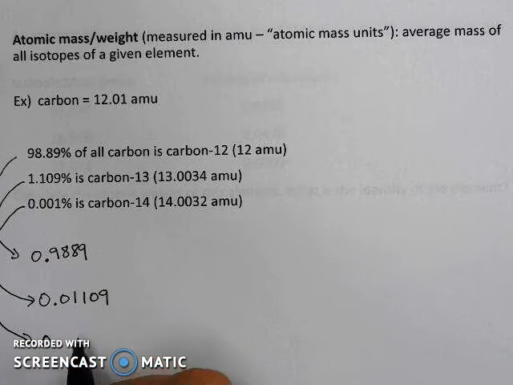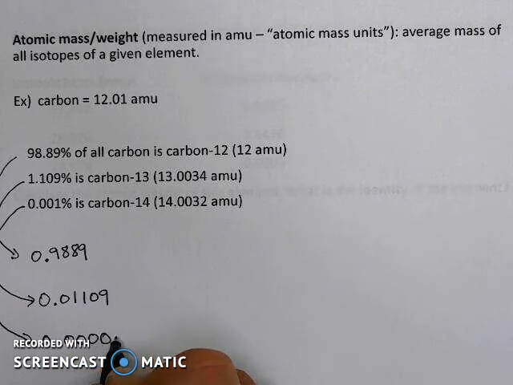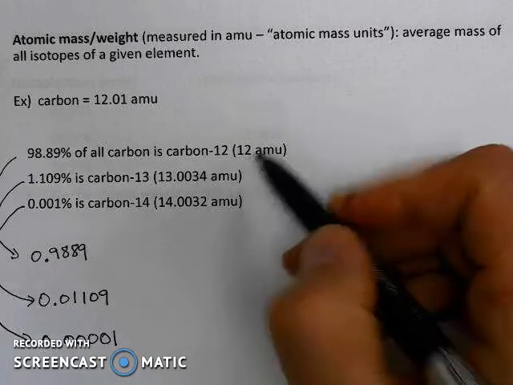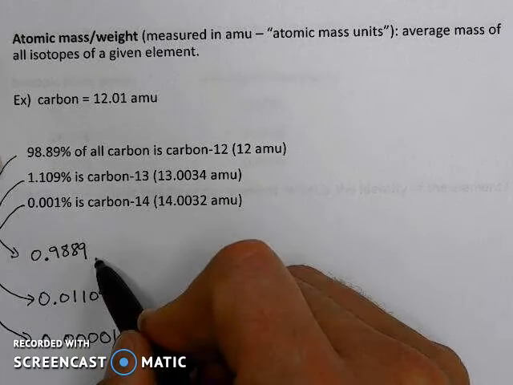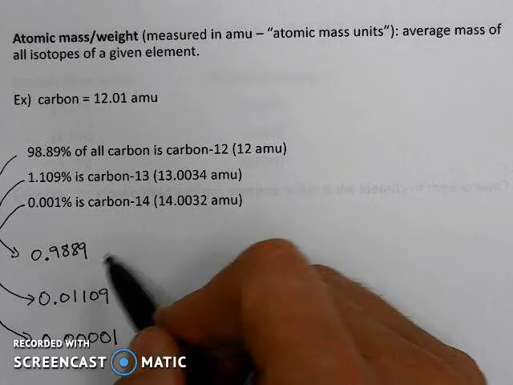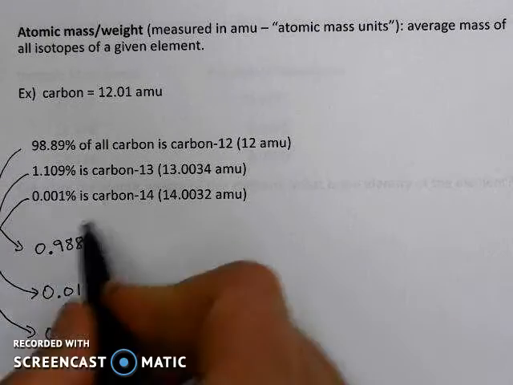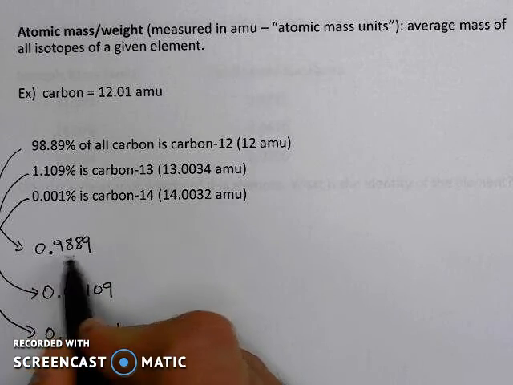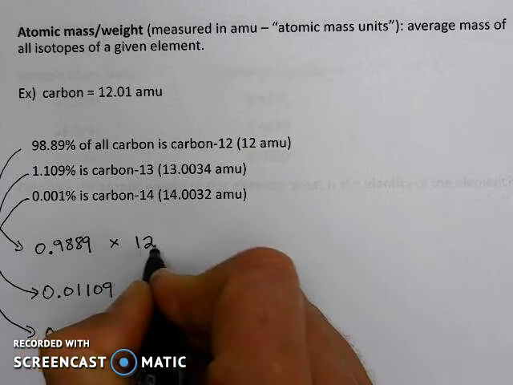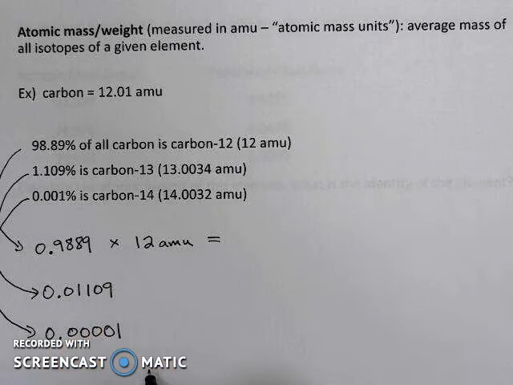So let's see, 0.00001. And then what I'm going to do is multiply each of those, we call them fractional abundances, each of those decimals, by the mass of that particular isotope. So for the 98.89%, which I've rewritten as 0.9889, I'm going to multiply that by 12 AMU, because that is the exact mass of that isotope of carbon.